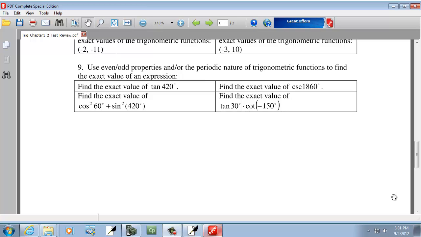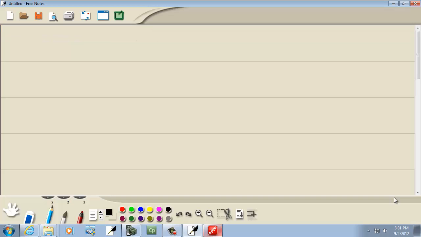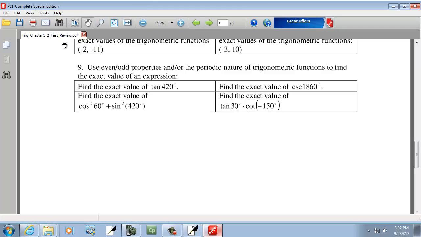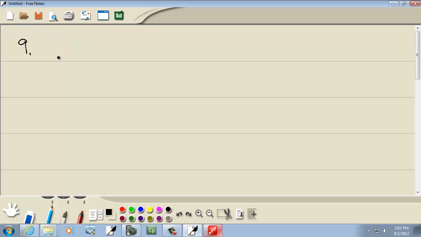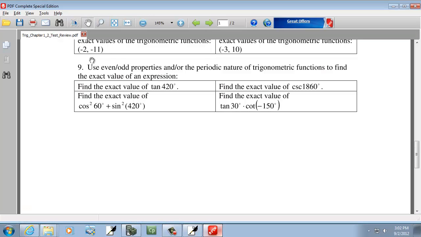And let's take a look at our ninth type of problem. I found a little error in my first version of this, so I had to redo it. Okay, so first one is tangent 420 degrees.